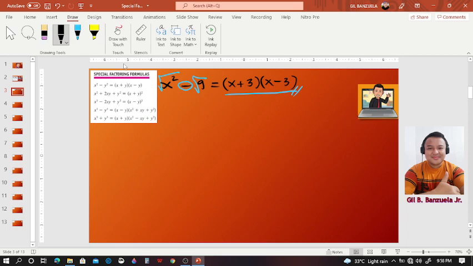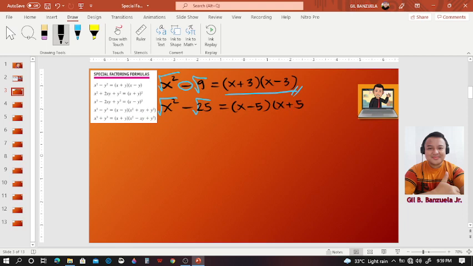Supposing I have x squared minus 25. Ayan. So, again, let's examine the first and the second term that we have if they are a perfect square. So, simply get the square root of both terms. The square root of x squared, we have x, and the square root of 25, of course, that is equal to 5. And simply duplicate lang yung x and 5.